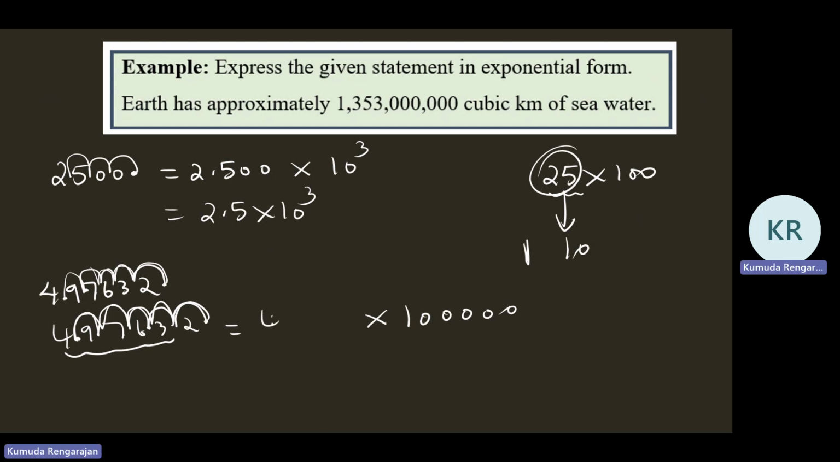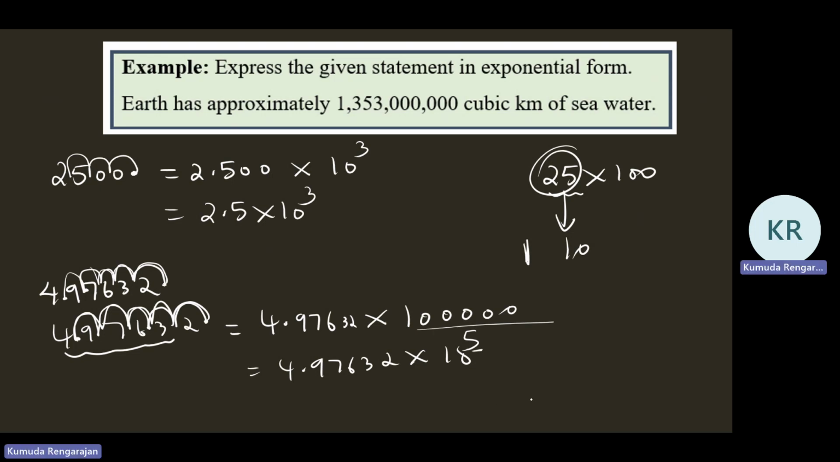And that number, 4.97632, is equal to 4.97632 into 10 to the power 5. Because what is this? 1 lakh. The power is that much. If you have 5 zeros, the power will be 5. Because this is 1 lakh. What is 1 lakh? 10 into 10 into 10 into 10 into 10. 10 multiplied with itself 5 times is 1 lakh. So that is 10 to the power 5. So basically, the number of zeros will become the power.